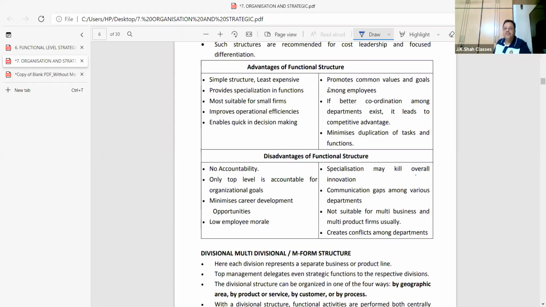So what happens? One professor who's a chartered accountant knows only 6 topics properly, and he's been teaching that only for years together. So he always makes you an incomplete person in the sense that tomorrow you cannot dare start your own class also. Why? Because maybe you've never taught those other topics as such. So in a way, he makes you always dependent upon him. Hey, samajh mein aaya na? Dependent upon him. Then, if better coordination among department exists, leads to competitive advantage and minimizes duplication of task and function.